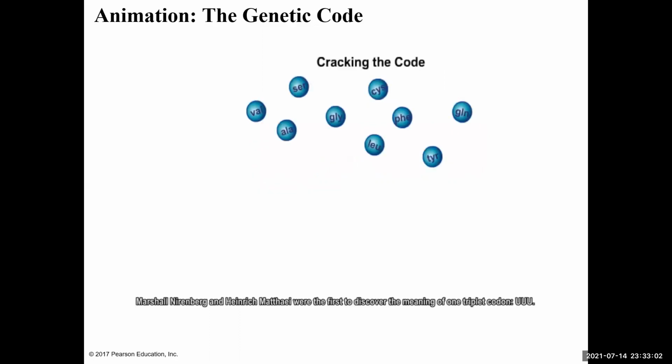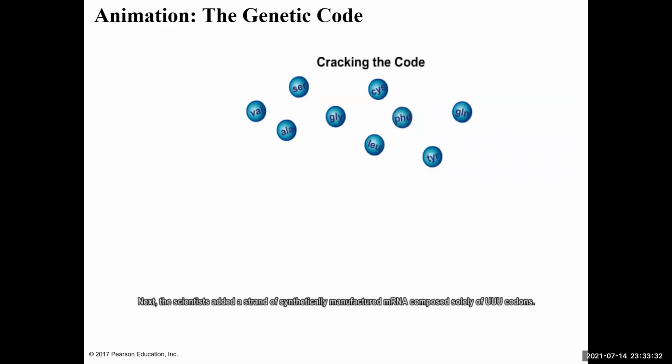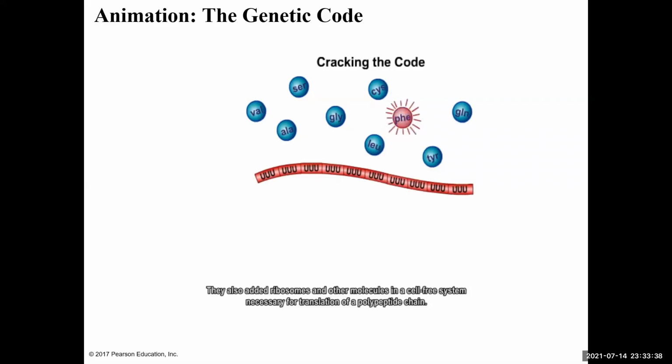Marshall Nirenberg and Heinrich Matthaei were the first to discover the meaning of one triplet codon, UUU. First, they set up 20 different test tubes, each carrying all 20 amino acids. In each one, they labeled only one amino acid radioactively. In the test tube which correctly determined the codon's meaning, the amino acid phenylalanine was the one that was labeled. Next, the scientists added a strand of synthetically manufactured mRNA composed solely of UUU codons. They also added ribosomes and other molecules in a cell-free system necessary for translation of a polypeptide chain.